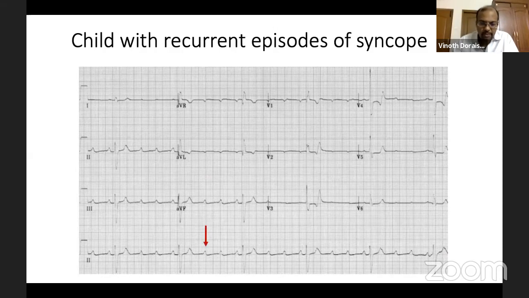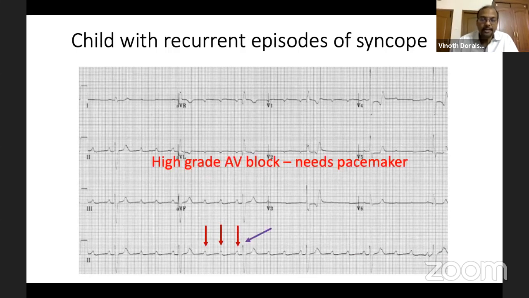Okay, so you have a P wave not followed by a QRS complex, a P wave not followed by a QRS complex, then a P wave followed by a QRS complex. If more than one P wave successively is not followed by a QRS complex, this is known as a high grade AV block. High grade AV block means that the block is below the His bundle. It's called an infrahisian block, and this is a very, very malignant condition. It can lead to sudden cardiac death. So this patient will need a pacemaker.